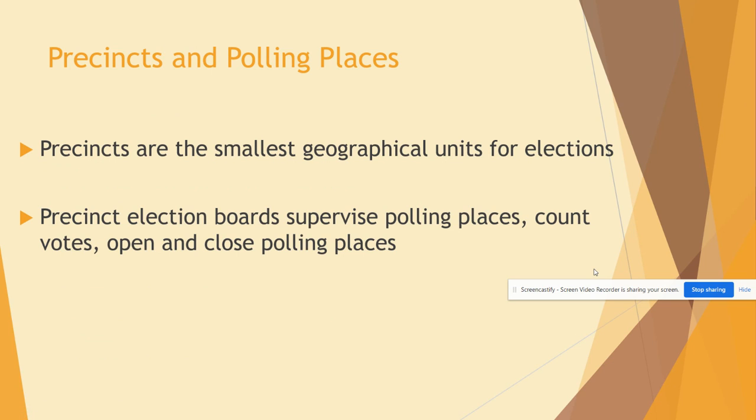Okay, the smallest geographical units within a city are called precincts. So within your city that you live in, it's divided into different precincts, which are different neighborhoods. Usually they're only a few blocks each, and then each precinct has a polling place. So on election day, you would go to your polling place that serves your precinct. Usually they're community buildings, so usually schools, churches, things like that.